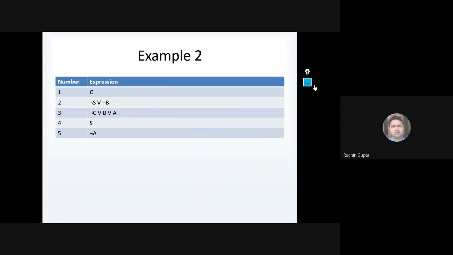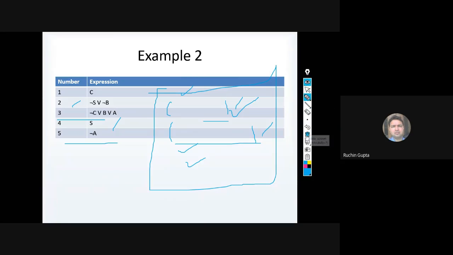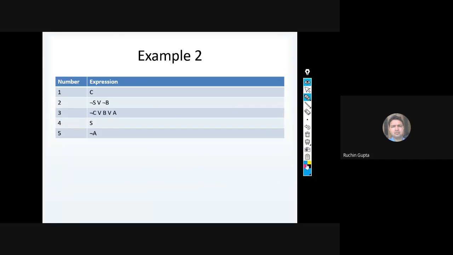Okay, so I will get all these. Now you see that all statements are in CNF form, and I need to apply the resolution now. I have told you what the resolution inference rule is.